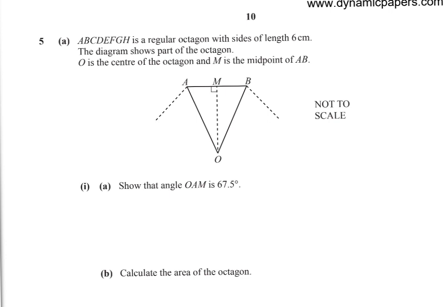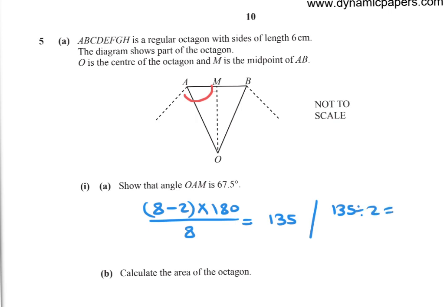Find the interior angle and then divide by 2. How to find the interior angle for an octagon? n minus 2 times 180, so 8 minus 2 times 180. This is the sum. Then divide by 8, 135. This is the interior angle for the octagon. Now, because of symmetry, it's half, because it's the center. So 135 divided by 2, 67.5.